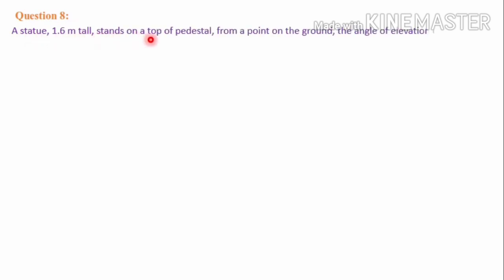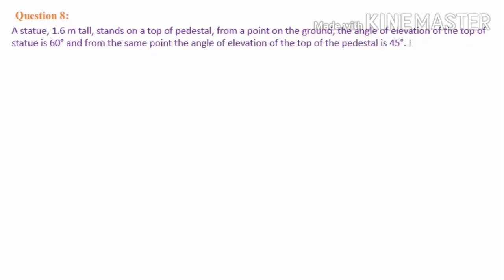Move on to question number 8. The question is, a statue 1.6 meter tall stands on a top of a pedestal. From a point on the ground, the angle of elevation of the top of the statue is 60 degree, and from the same point, the angle of elevation of the top of the pedestal is 45 degree. Find the height of the pedestal.